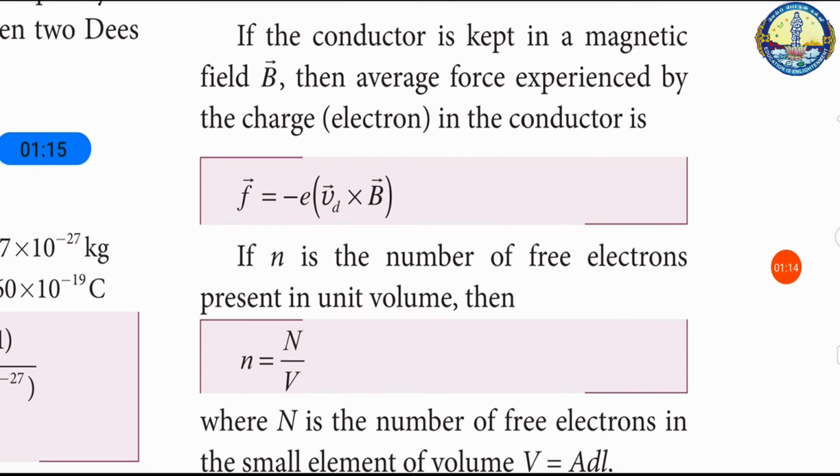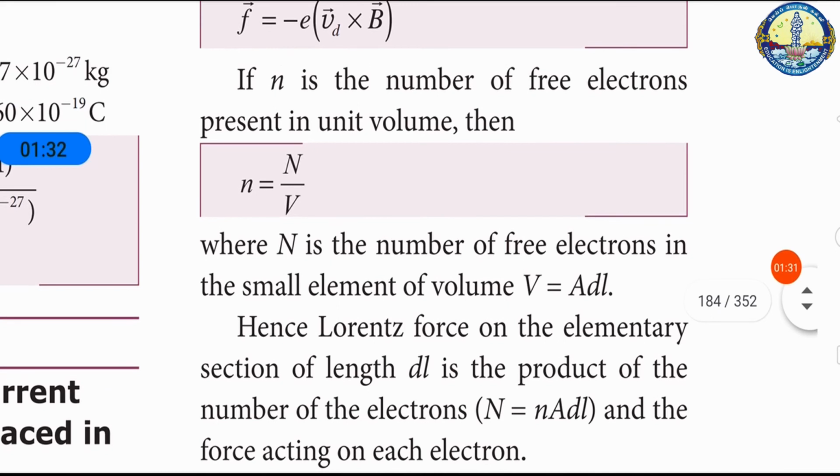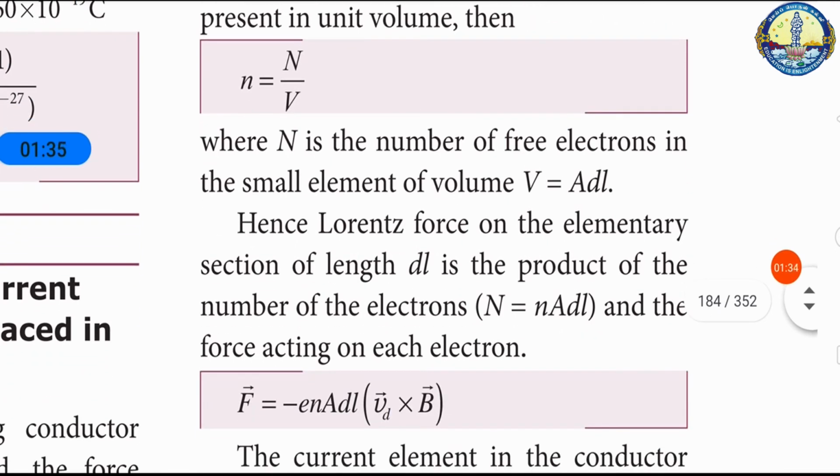Hence, the Lorentz force on the elementary section of length dl is the product of the number of electrons N is equal to nA dl and the force acting on each electron: F vector is equal to minus e nA dl Vd vector cross B vector. The current element in the conductor is I dL vector is equal to minus e nA Vd vector dl.